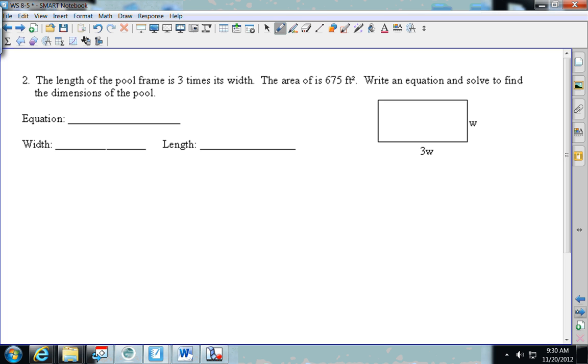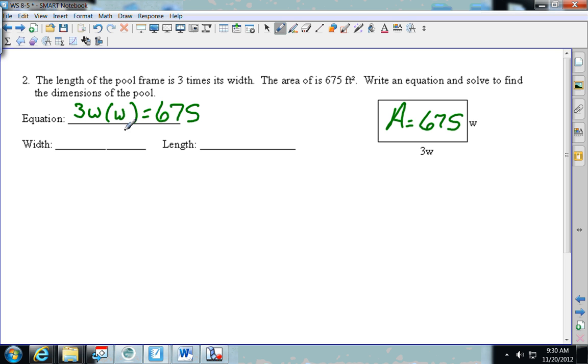It says the length of the pool frame is 3 times the width. It's already labeled on my picture. The area is 675. Write an equation and solve to find the dimensions of the pool. Length times width: 3w times w equals 675.